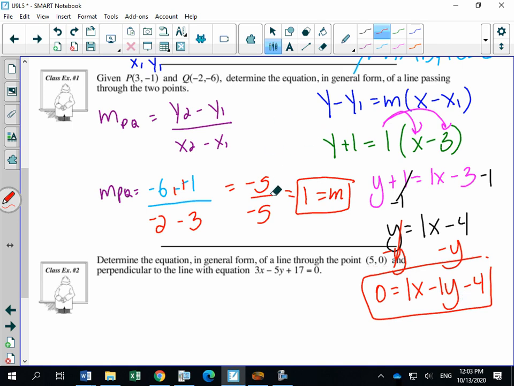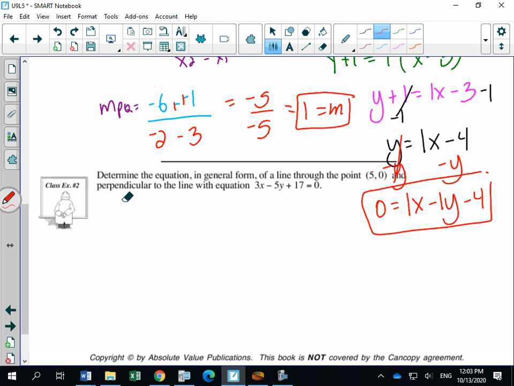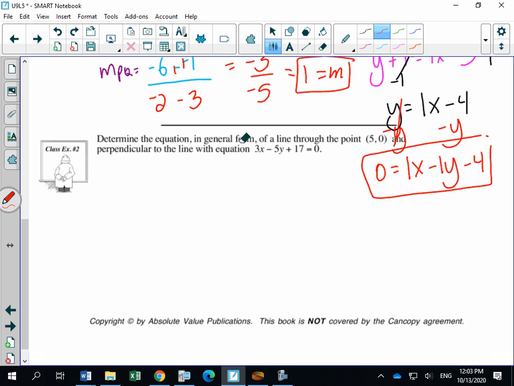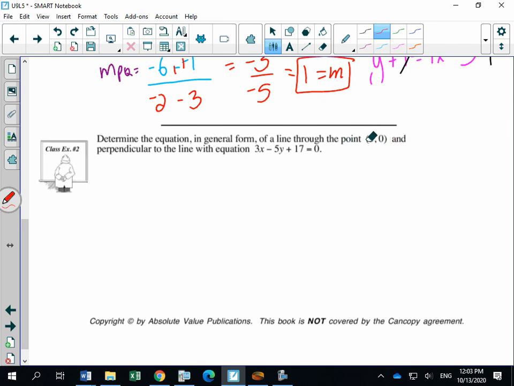Let's do class example number 2. Determine the equation in general form. So I'm just going to erase this. Of a line passing through this point, and it's perpendicular to this guy here. Okay, when they say the word perpendicular, what do they want me to do? What do they want me to figure out if it's perpendicular?